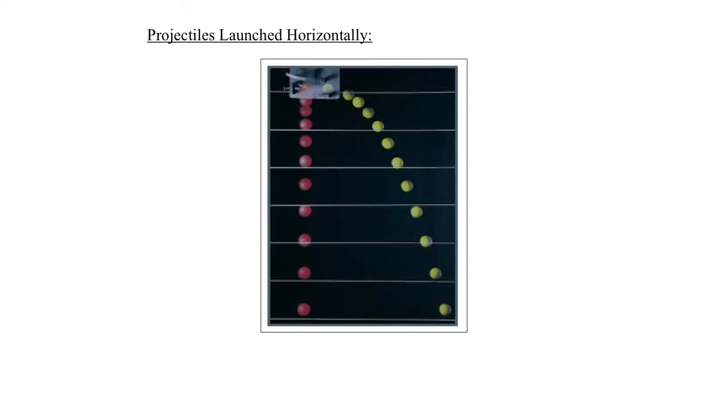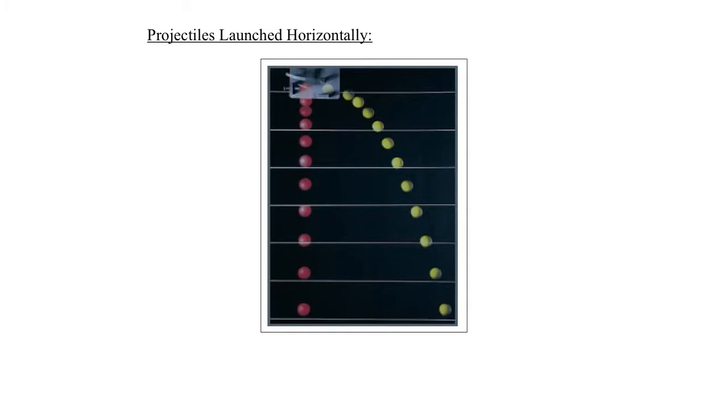So what happens is this. The object in red and the object in green are both launched in a sense at the same time. The one in green is launched horizontally, the one in red is dropped. So in both cases, neither has vertical velocity. Yes, they both develop vertical velocity as they fall.